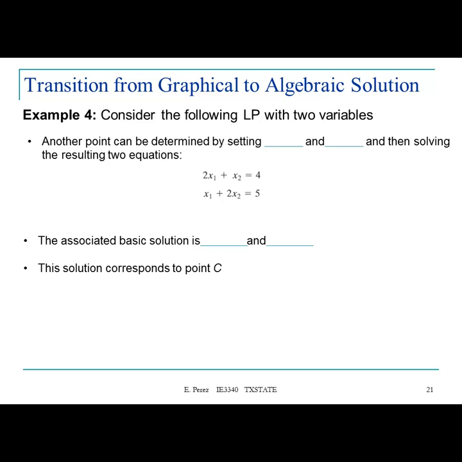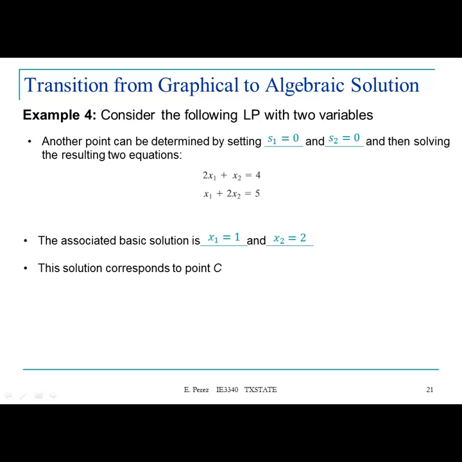Okay, so another point can be determined by setting x1 equals 0 and s2 equals 0. And that will result in these two equations. So if you make those two equal 0, then you have 2x1 plus x2 equals 4 and x1 plus x2 equals 5. The associated basic solution is x1 equals 1 and x2 equals 2. So if you plug those values into those two constraints, both constraints are going to be satisfied. And you know how to solve for those in order to get those values.